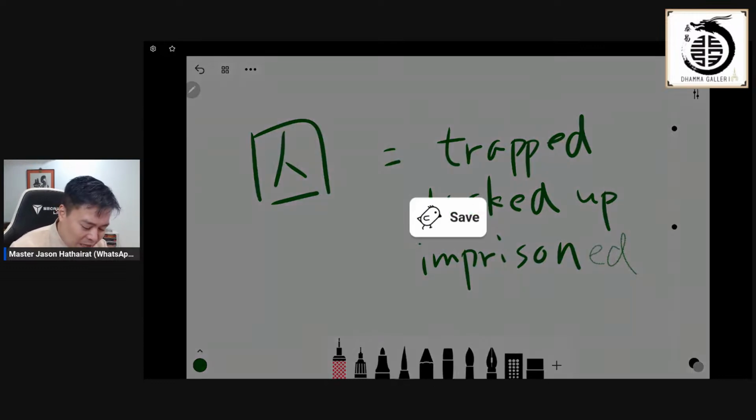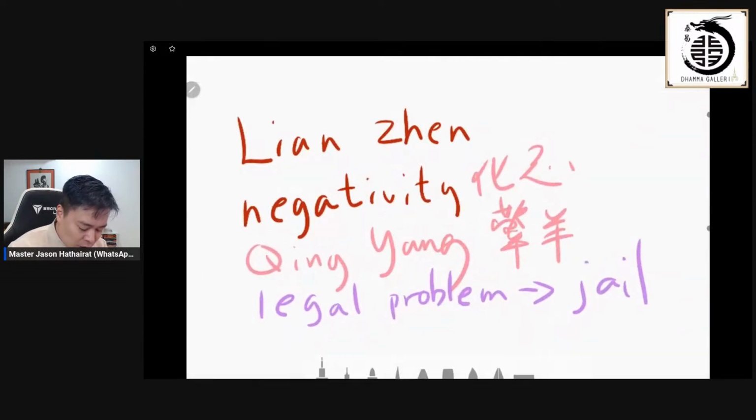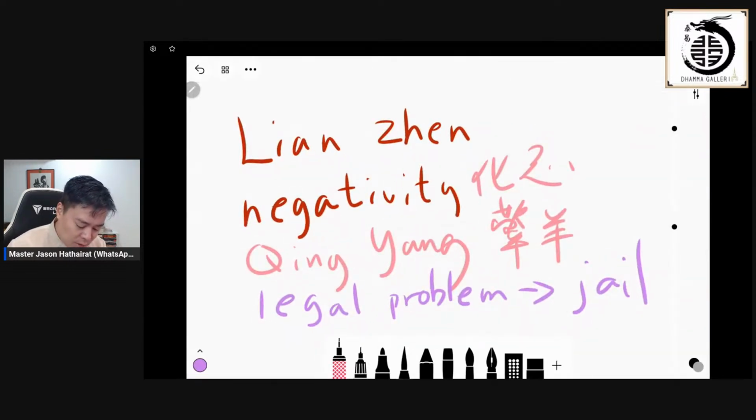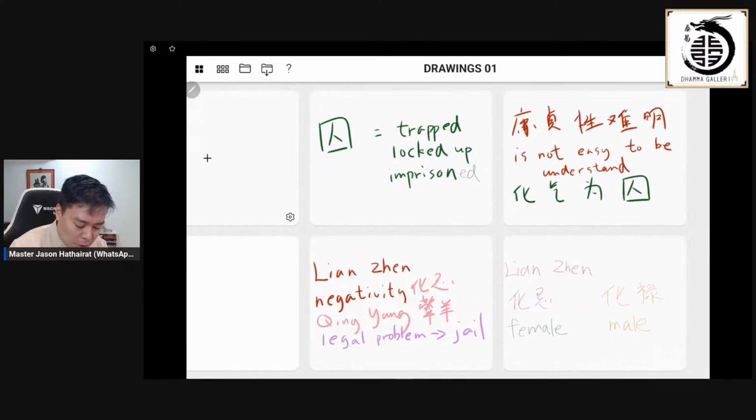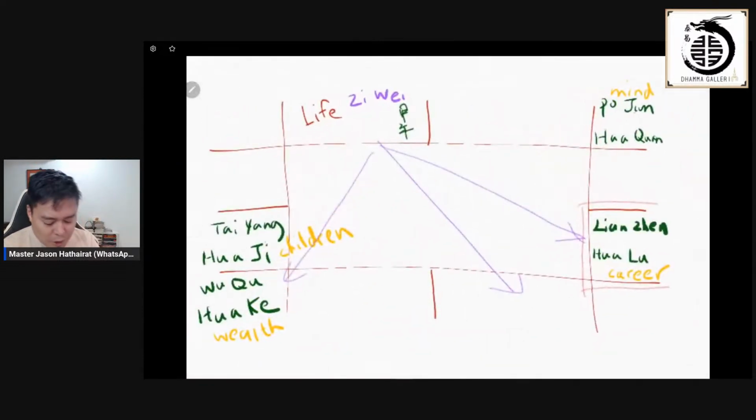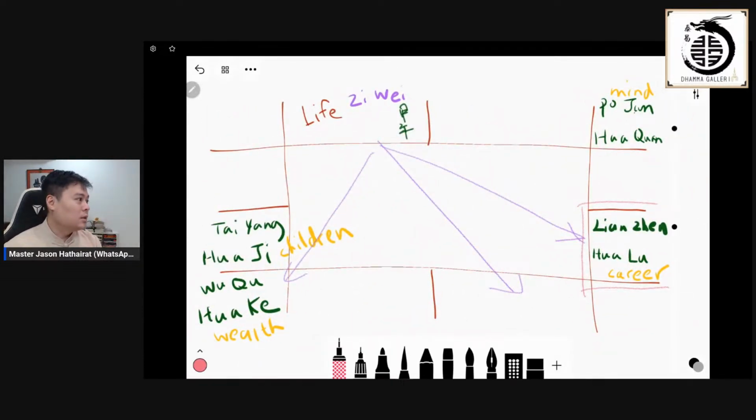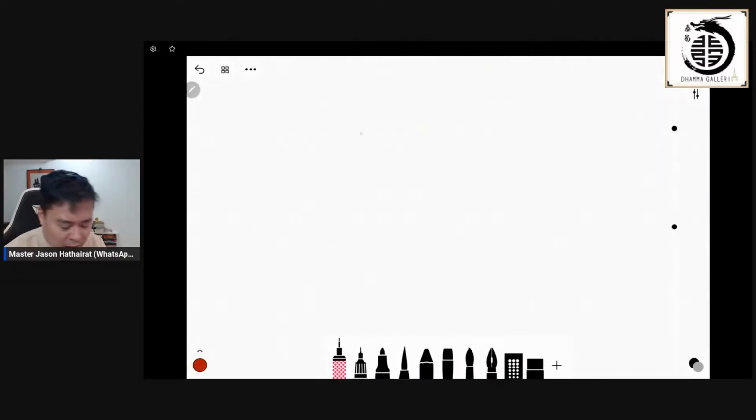When it is being paired with negatively enhanced stars, such as Hua Ji, Qing Yang, for instance. Okay, so let's say this person is not having Hua Ji within the career domain. Instead, he is having Hua Lu within the career domain. So what does that mean? Okay, perhaps lastly, I want to tell you that Lian Zhen has two characteristics.